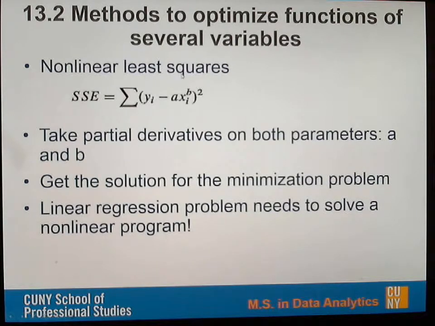Nonlinear least squares, similar to the linear least squares method, using the observed value minus the model value, so that we can get the sum of squared error. And we can take partial derivatives on both parameters and solve for a and b.